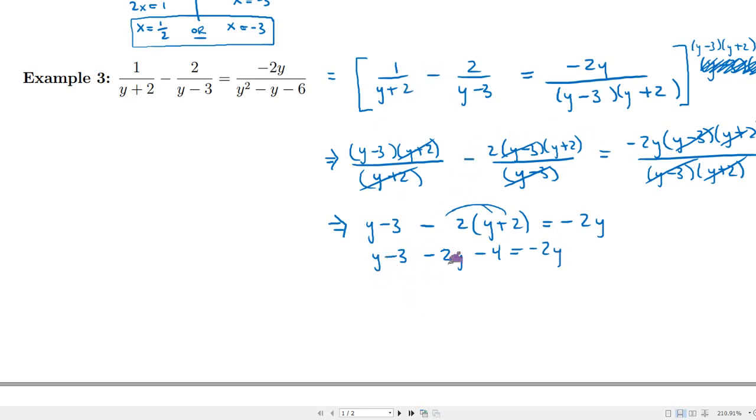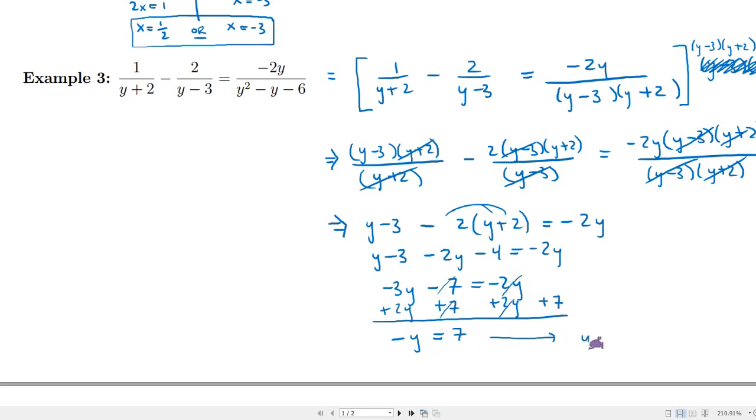Okay, so what do we have now? So we have minus 3y minus 7 equals minus 2y. So we can bring the 7 over here and the 2y. Okay, so let me add 7, and then we'll add 2y. So what are we left with? We're left with minus y, these cancel, equals 7. So that means y is negative 7, and that should be our solution. And of course, you could check that up here.